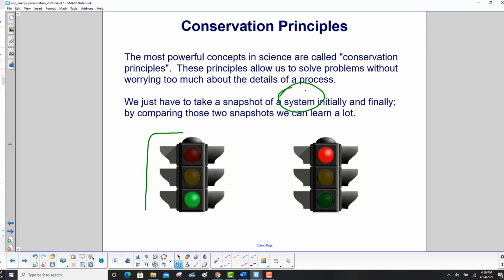So if our system is this traffic light here, we see it's green, and then after passing through yellow, it turns red. We actually don't care about the yellow part. We don't care about the electricity that goes into it. We don't care why it's doing it. We just want to know where it is in the beginning and where it is in the end.